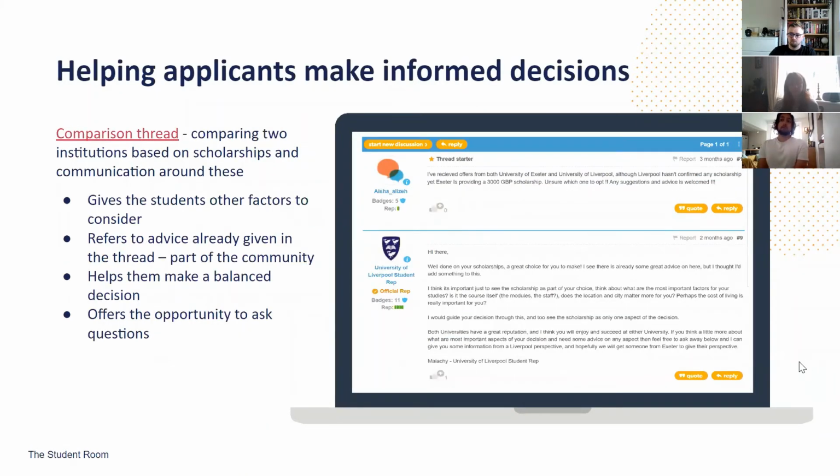This one comes from the University of Liverpool student rep account. What you're going to get, not just on site, but across all platforms, is both students and users comparing certain universities. In this instance, what University of Liverpool do really well is give the students other factors to consider. They also refer to advice already given in the thread, they help them make a balanced decision, and they offer the opportunity to ask further questions. This is something I'd always recommend as well, asking 1 or 2 follow-up questions. You really want to get a discussion going and get a feel for what the student or user is actually trying to ask. So yeah, highly encourage that. On to the next slide, please.